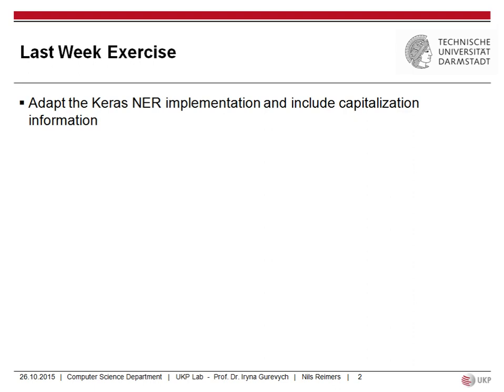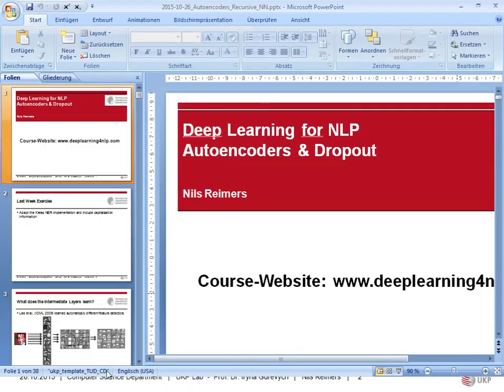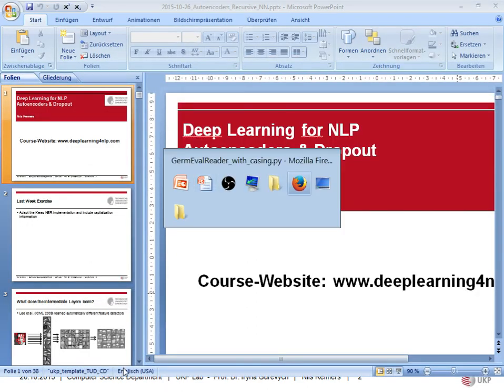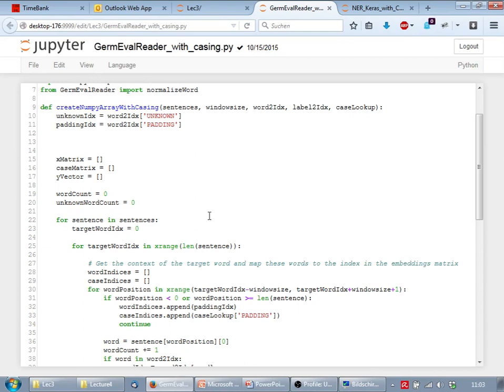So last week we had the NER exercise, the named entity recognizer. Did someone try to implement adding the capitalization information, the casing information, into the model? Someone tried that? Nope. Okay, but you can find the solution online, just to show you how you can do it with Keras. It's quite straightforward.